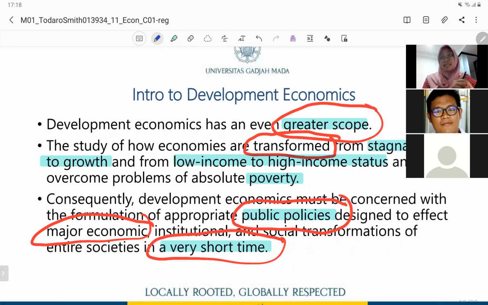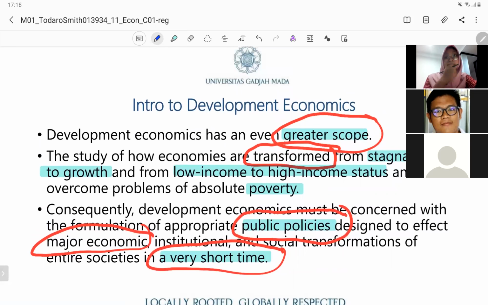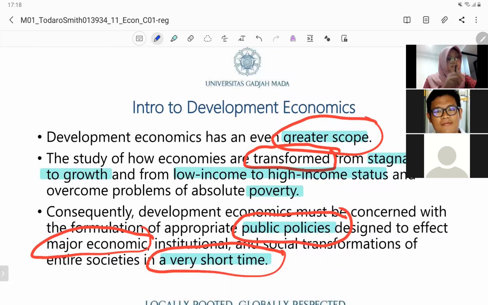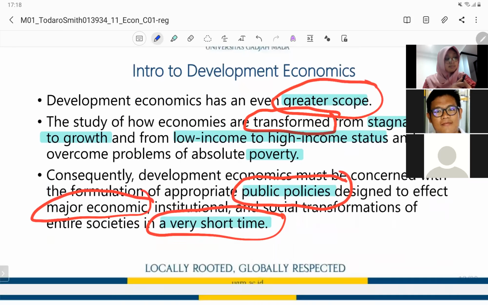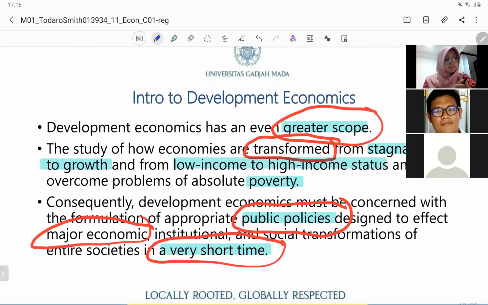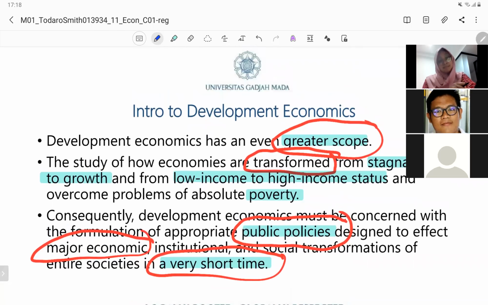Ma'am, I have a question. For the problem sets, may I know what type of questions you will ask? Is it more essay questions, or are there calculations? And are we supposed to handwrite it, or can we also type it?